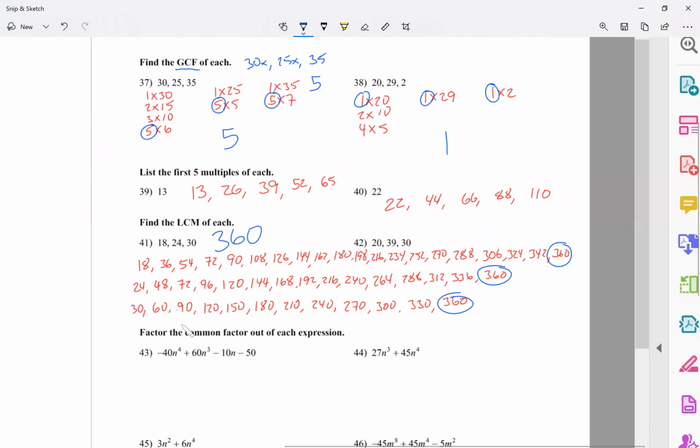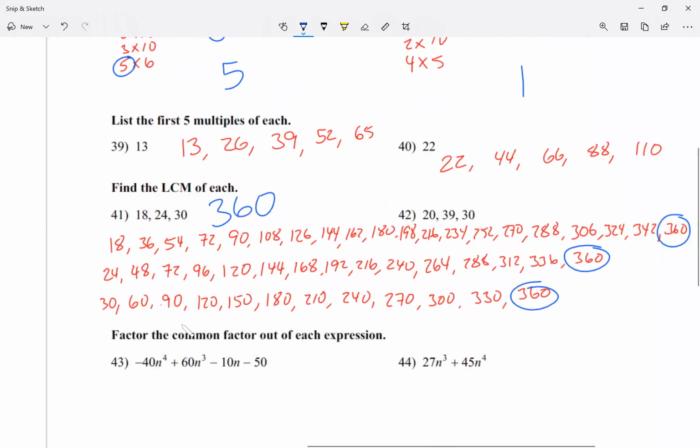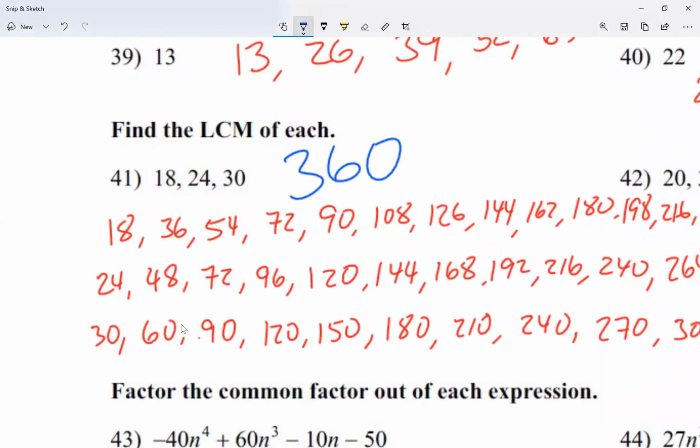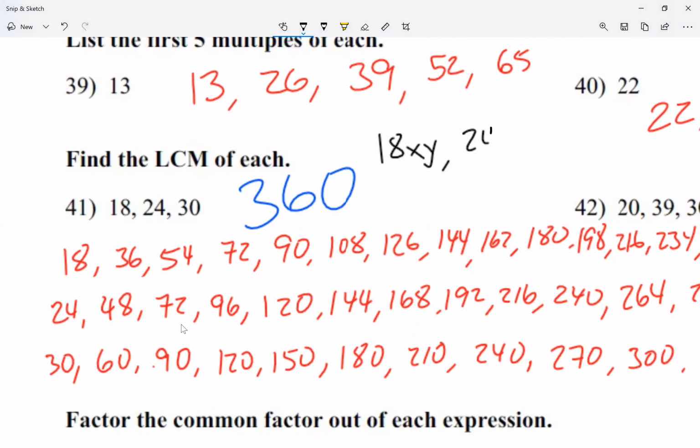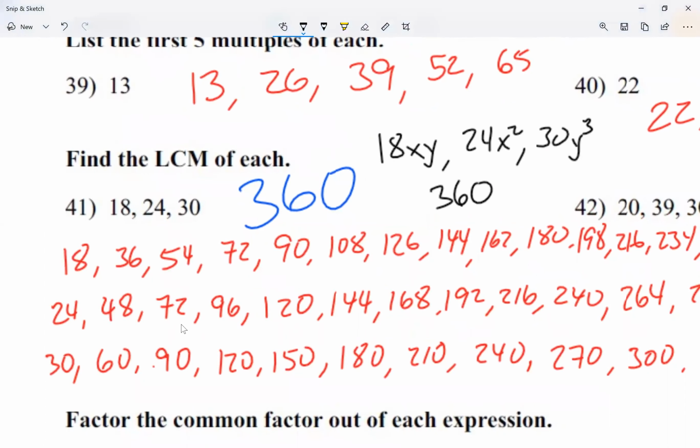On your quiz tomorrow, you will have greatest common factors and you will have least common multiple. One thing on least common multiple, let's say I give you a question, and the question that I give you is 18xy, 24x to the second, and then 30y to the third. Number-wise, 18, 24, and 30, I'm going to say my least common multiple is 360. I want to review letters. What happens when we have letters? So number-wise is 360, right? We just did that.